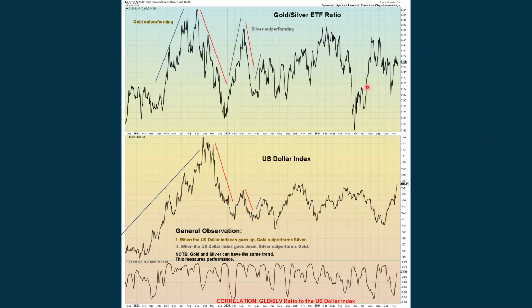We look at a gold to silver ratio on top and then the US dollar index in the middle. And the relationship's getting stronger between what we see in the top chart and the middle chart. And this just shows some of the interaction between precious metals and currencies, as the dollar's been pretty strong lately.